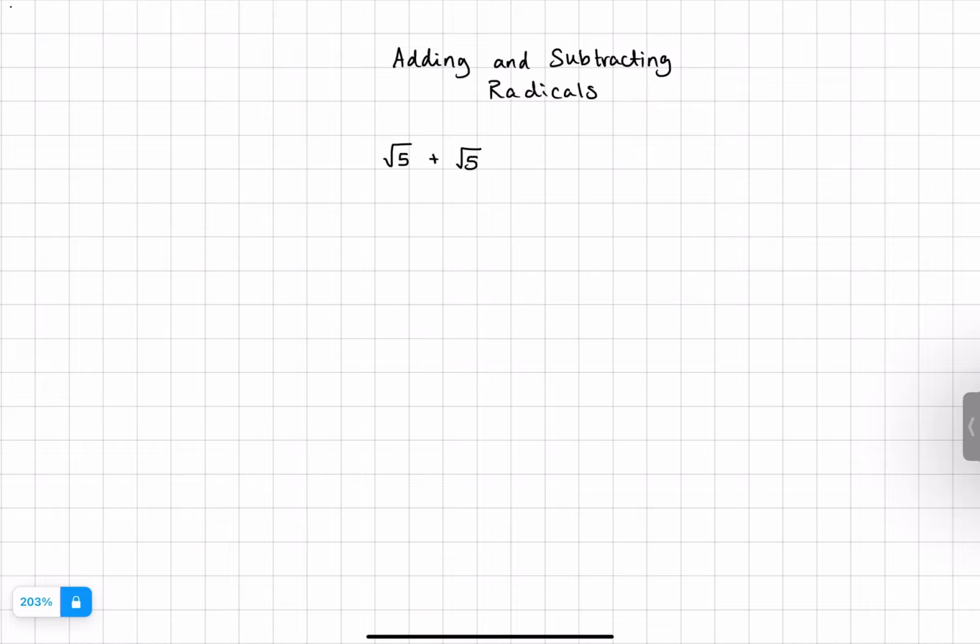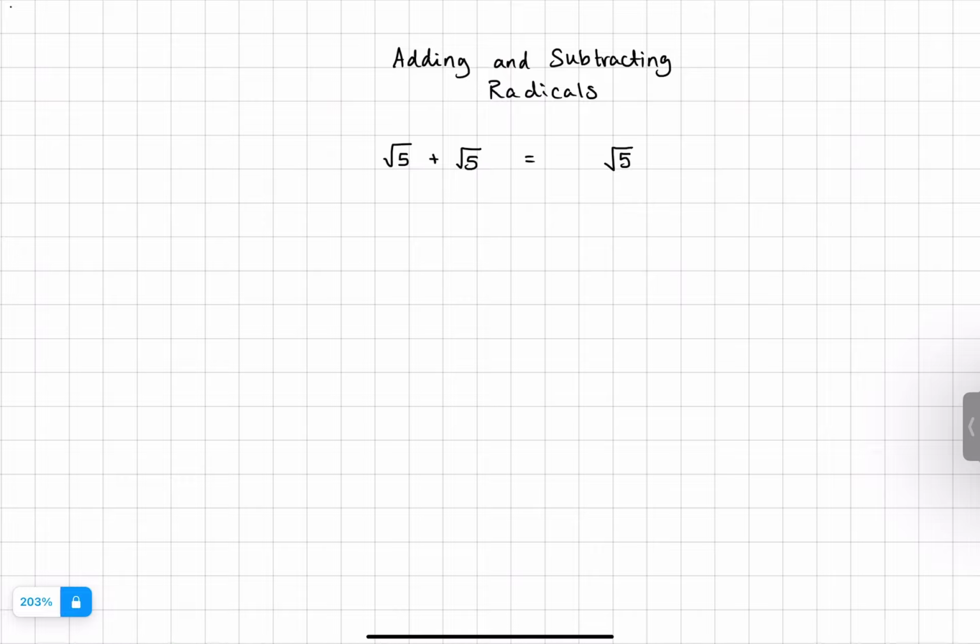So a general rule when adding and subtracting radicals is that the number inside the radical has to be the same. So the number 5 is the same for both radicals. And when you add and subtract, you don't add or subtract the numbers inside the radicals. So the root 5 stays the exact same for the answer. So what do you add? You add the numbers outside the radicals.